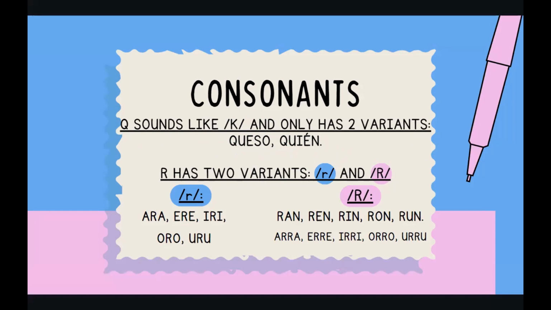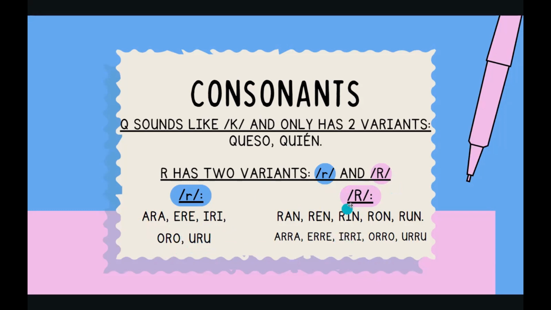Fine. Then we have the letter R, okay, which is known to be one of the most difficult sounds in the Spanish language. However, it's not that difficult. First of all, we need to understand there are two variants of the letter R, okay? We have an R which we don't roll, and we have an R that we do roll. Check it out. The R we don't roll, this softer R sound, is found in between two vowels, okay? This is read ara, ere, iri, oro, and uru, all right?